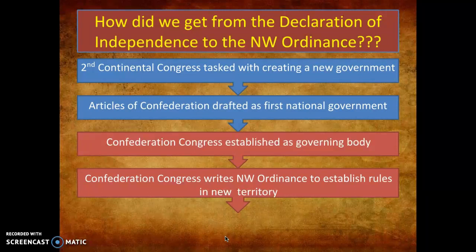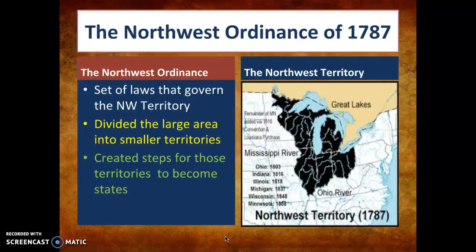The Confederation Congress then wrote the Northwest Ordinance, which was created to establish rules in the new territory, the Northwest Territory. This is territory that we acquired from the peace treaty with Britain when we won the Revolutionary War. So now we have this new territory, which comprises the states Ohio, Indiana, Illinois, Wisconsin, and Michigan, and we have to figure out what we want to do with it. It doesn't really have a government because they're not states yet. So the rules of the land do not apply to these newly established territories.